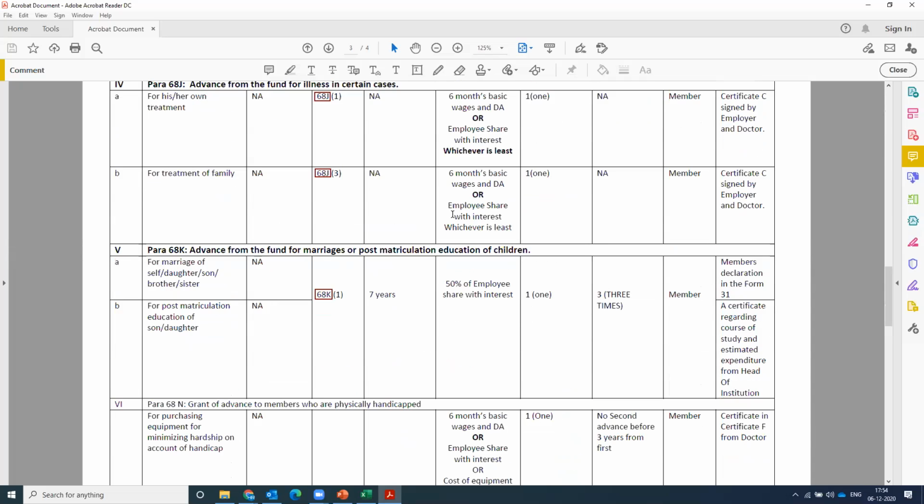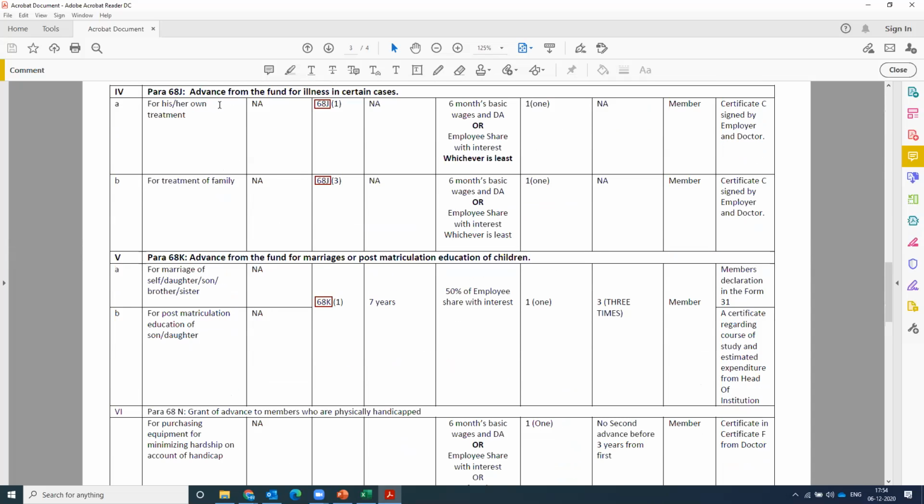Here, advance from the fund for the illness in certain cases, right? Like for his treatment, for the treatment of the family. In these cases, if the treatment is for his own, in that situation, he'll get 6 months of basic wages and DA, or the employee share with interest, whichever is least out of these two.